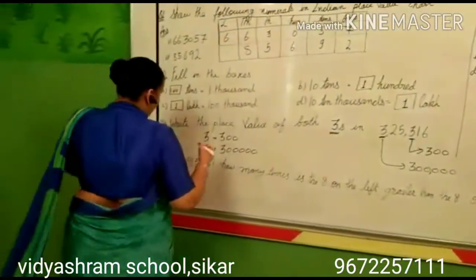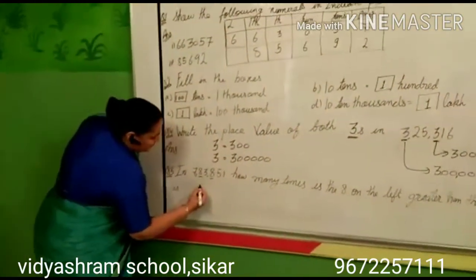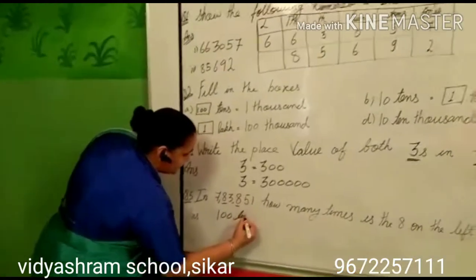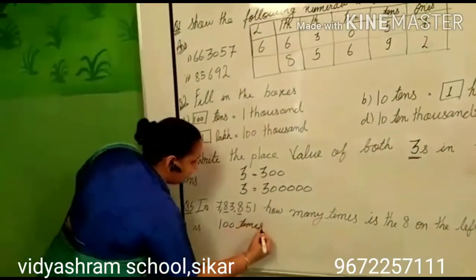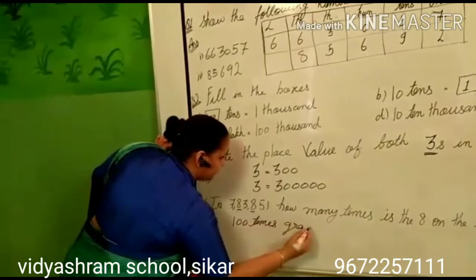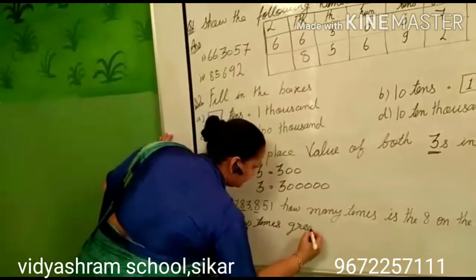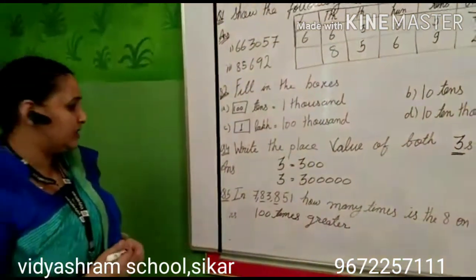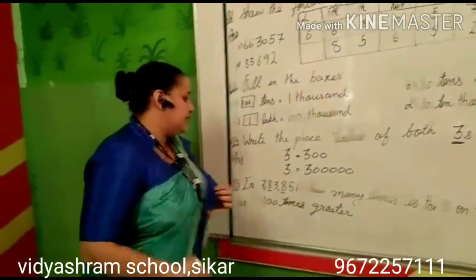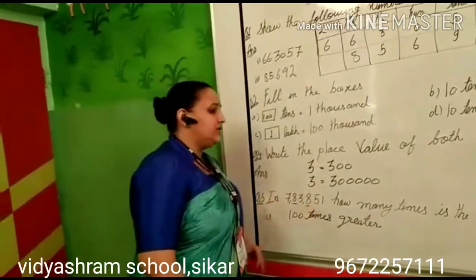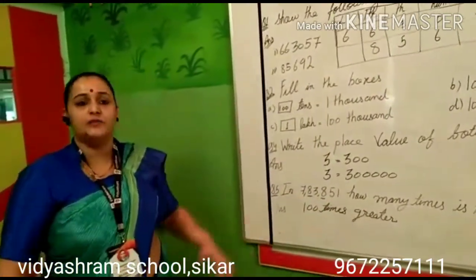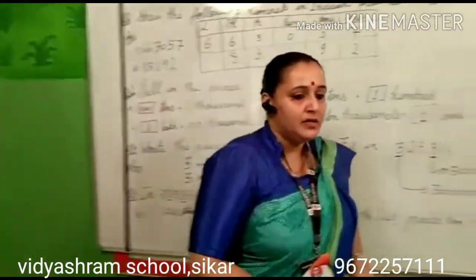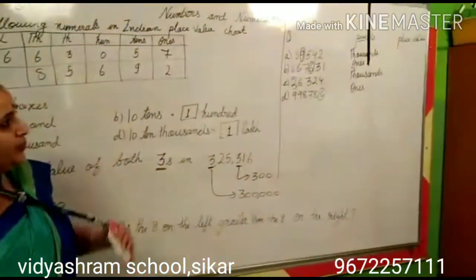I will tell you how you will do it. It will be 100 times greater. So the question number 5 answer is that the difference between this 8 and this 8 is 100 times greater.